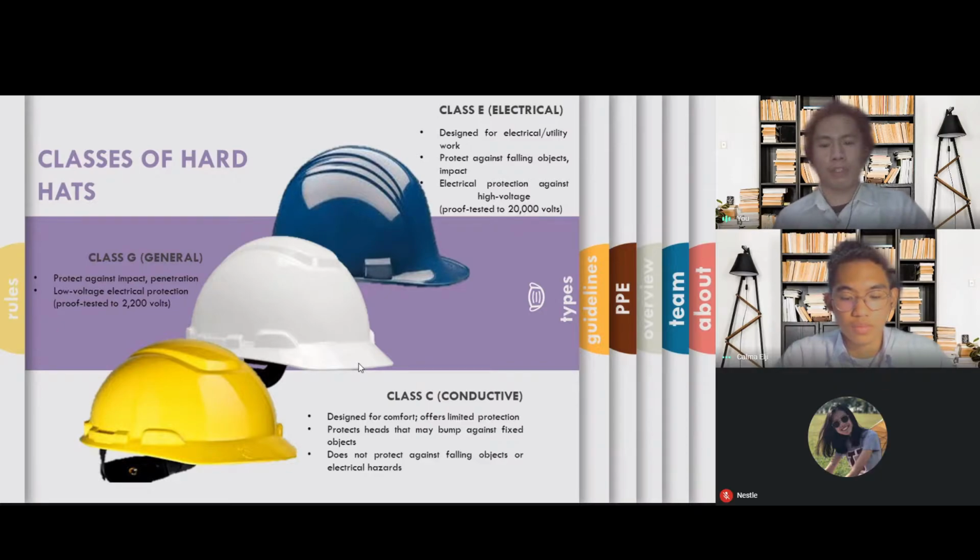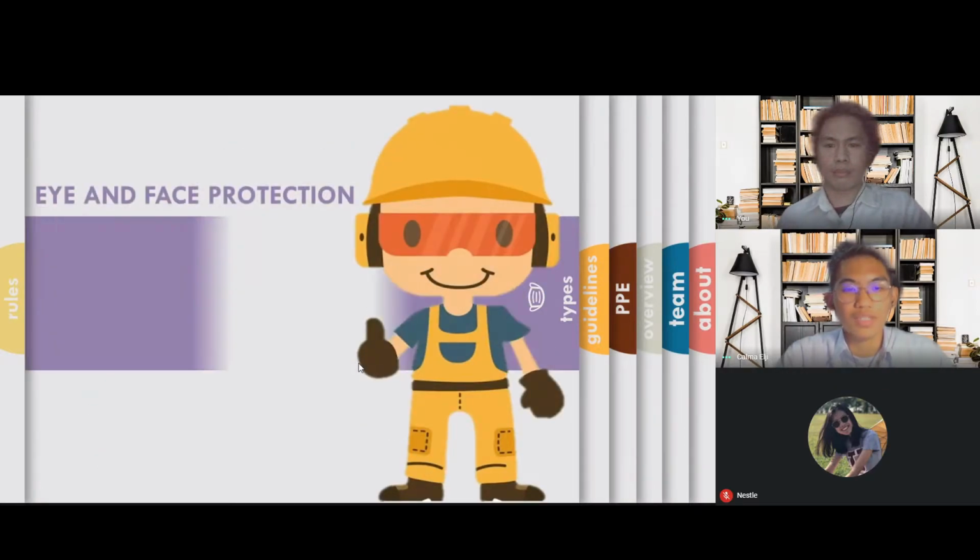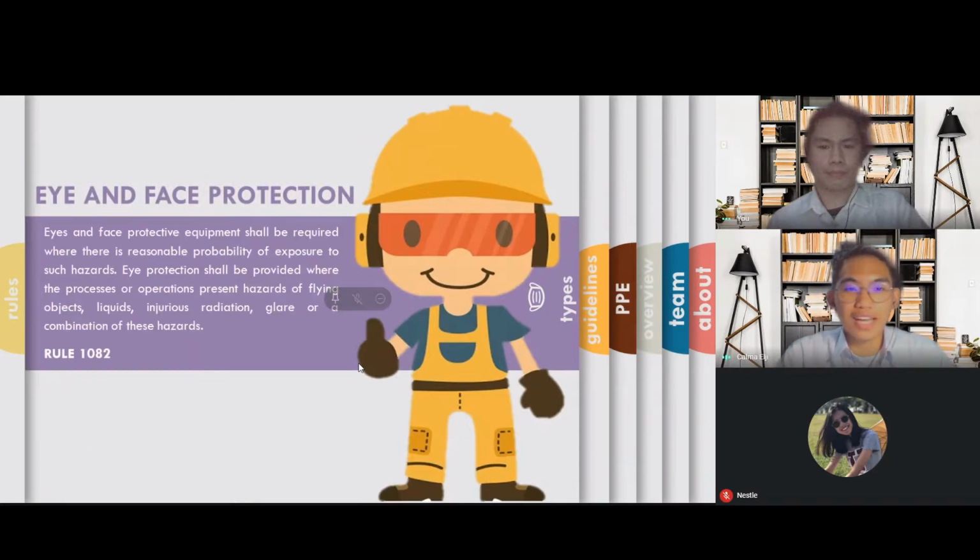For the next protection, meron ulit tayong Rule 1082 para naman sa eye and face protection na nanggaling pa din sa Occupational Safety and Health Standards.